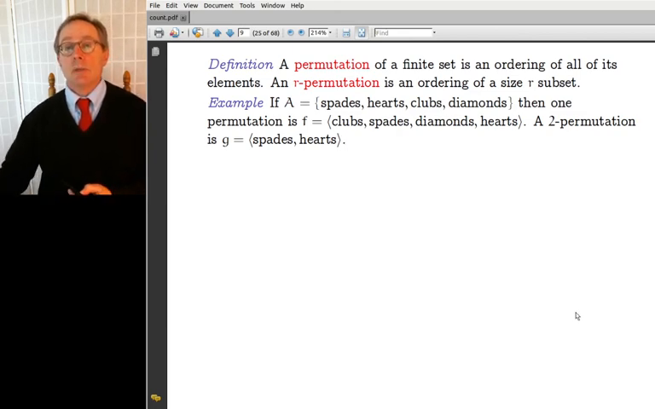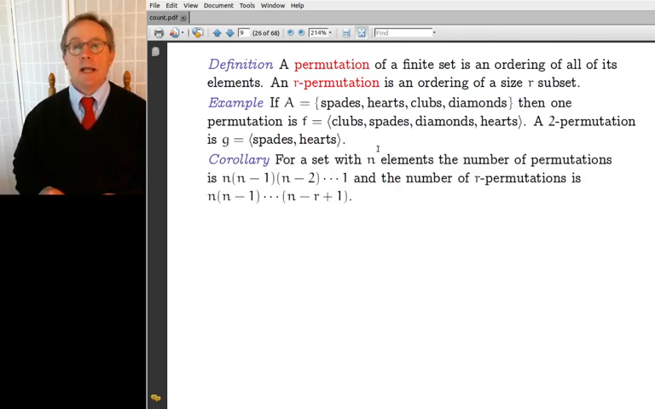So the example there is I take the set. Do you see the curly brackets around the set? Curly brackets, this is a set. Spades, hearts, clubs, diamonds, and I order it and I make a permutation, which I call F. Clubs, spades, diamonds, hearts. Now that's angle brackets, so those are ordered. That's a sequence, not a set. A 2 permutation is you pick 2 of the 4 things and you order them.